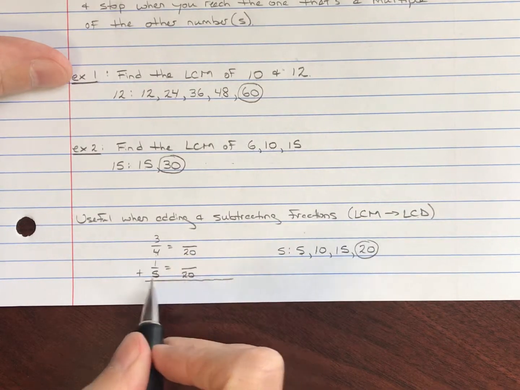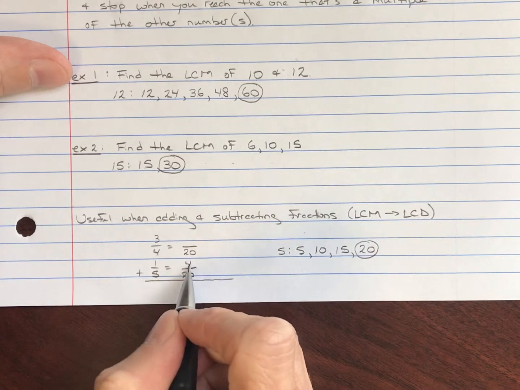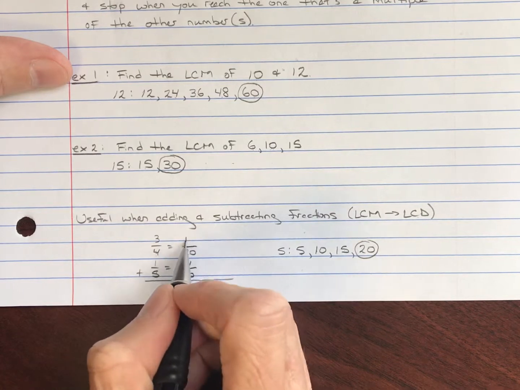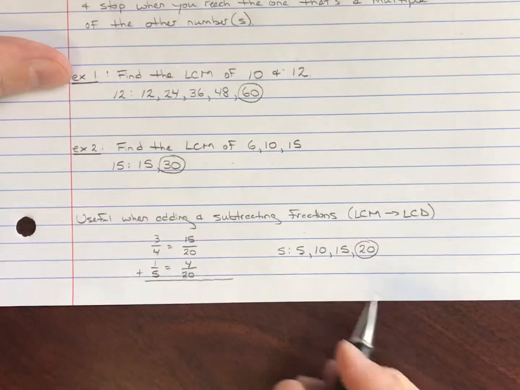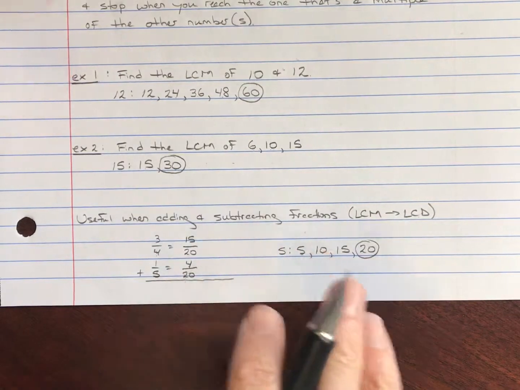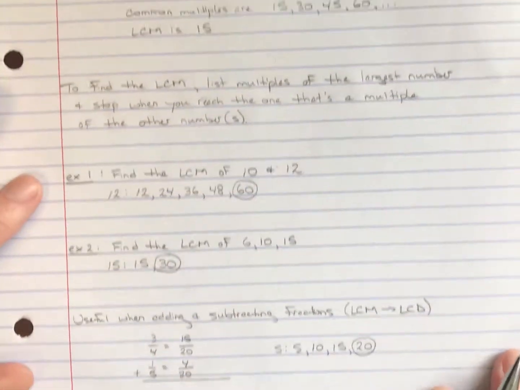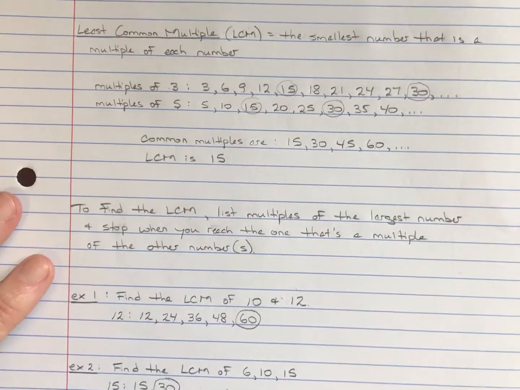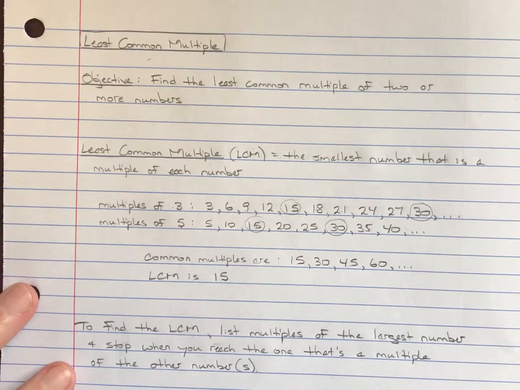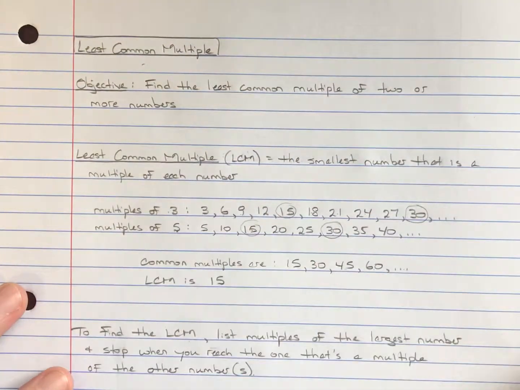And once you've done that, you can write equivalent fractions. In this case, 1/5 is 4/20, and 3/4 is 15/20. Now you can add because you have a common unit, 20ths. So there's where you often see the least common multiple used. There you go: a little bit about how to find the least common multiple of 2 or more numbers.